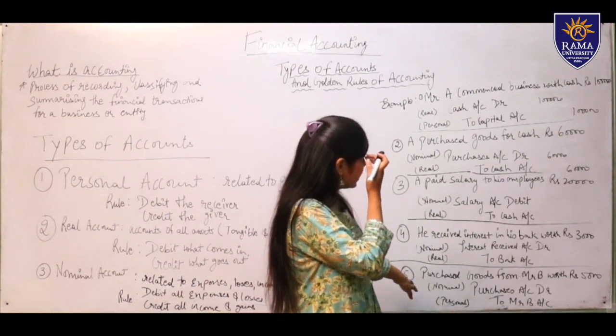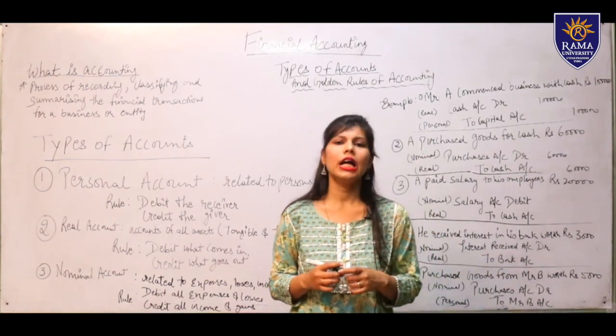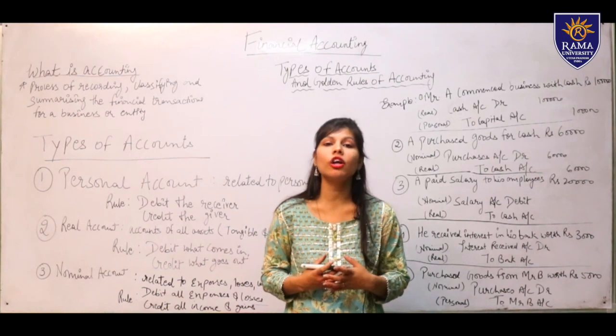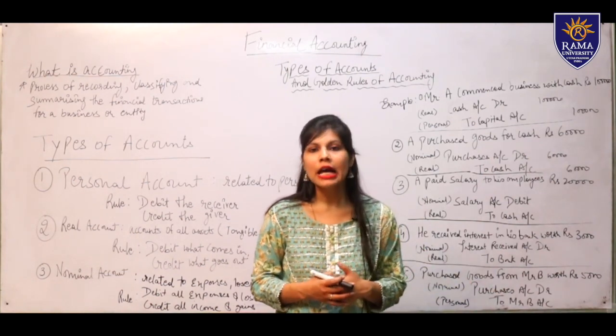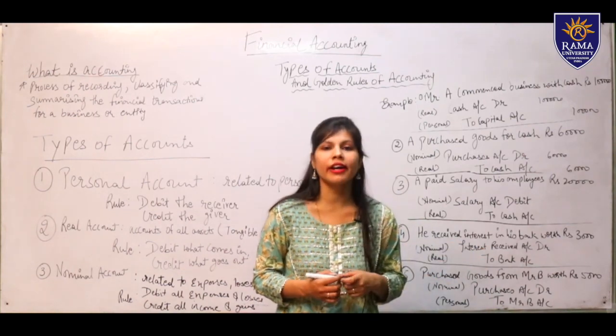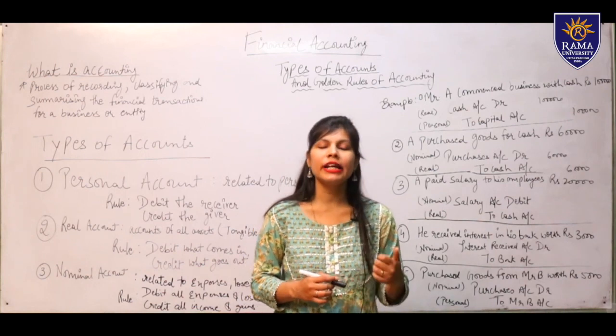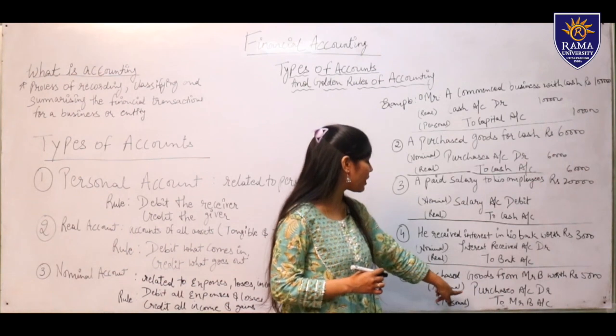Next we can see: purchase goods from Mr. B worth rupees 5,000. Some goods are being purchased on credit now. We need to see that there is no cash word used over here, and here the goods are being purchased from Mr. B on credit. We have not paid him the cash yet. So now we can see what entry is being passed.